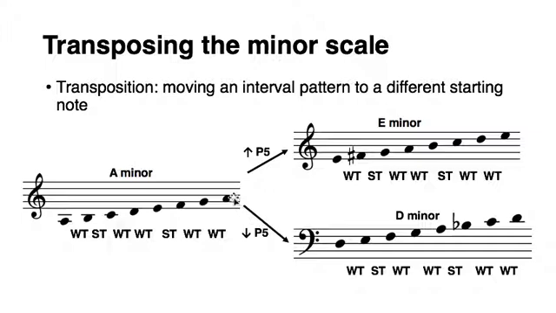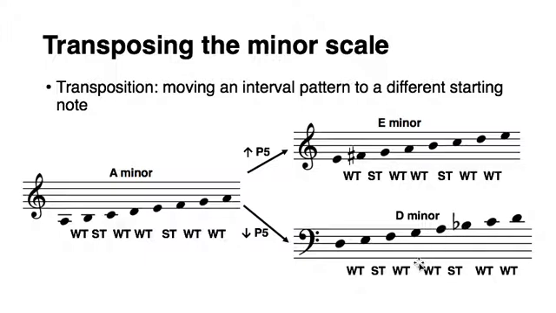D minor, on the other hand, sits a perfect fifth below A minor, and it also needs 1 accidental, which is a flat, B flat. So E minor needs 1 accidental, a sharp, F sharp. D minor needs 1 accidental, the B flat.